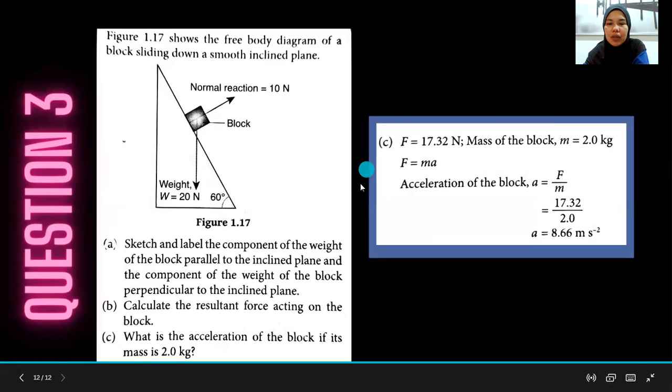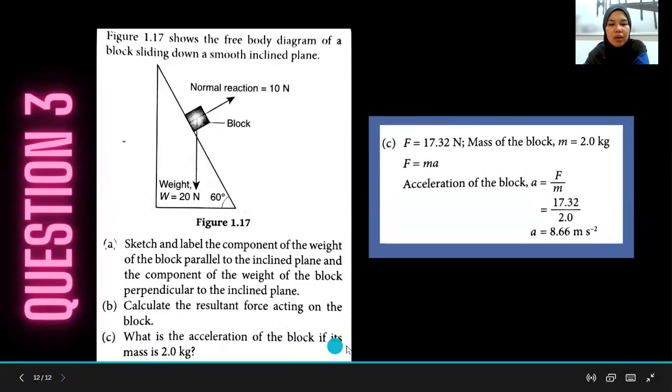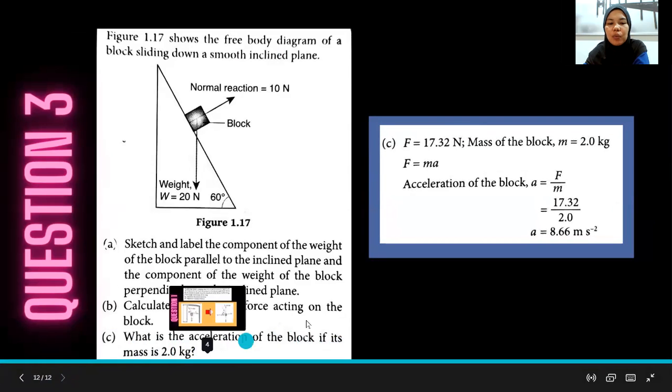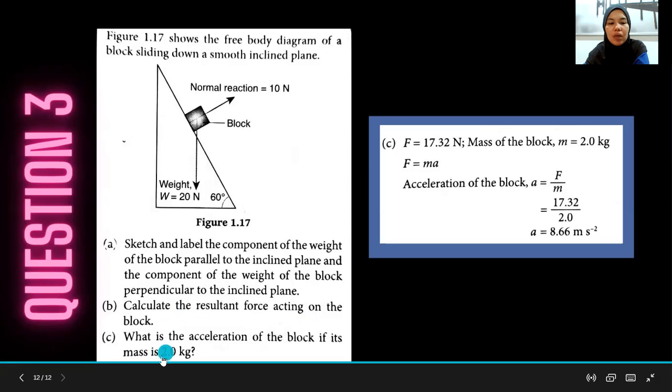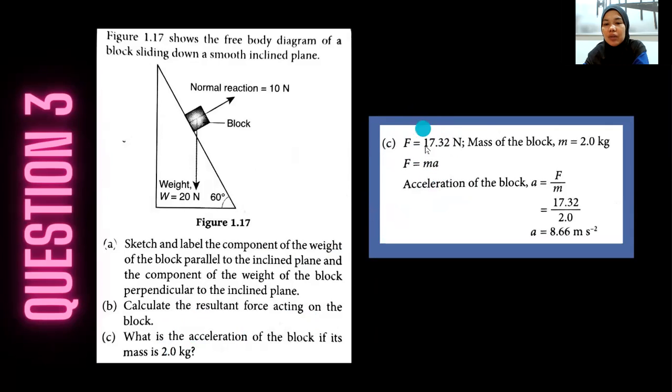Last question. What is the acceleration of the block if its mass is equal to 2 kilogram? Mass, acceleration, F is equal to ma. Your resultant force is equal to 17.32. Mass of the block is equal to 2 kg. Find the acceleration: F is equal to ma. Substitute into the formula, then you will find a is equal to 8.66 meter per second square. Make sure you use the correct unit.